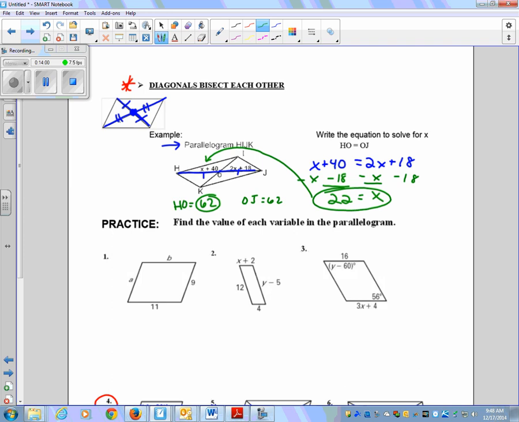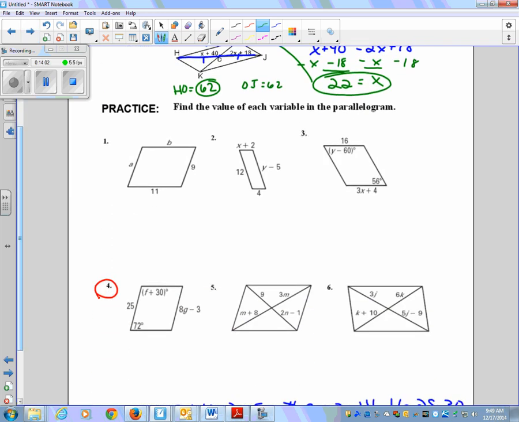Okay, so let's practice here. We're going to try this. If we look at these problems down here, applying the theorems that we just learned, opposite sides are congruent. So B is just going to be 11. A is just going to be 9 because they equal each other. Number 2, same idea. X plus 2 equals 4. So X is going to be 2. And Y minus 5 is going to be 12. So Y equals 17.